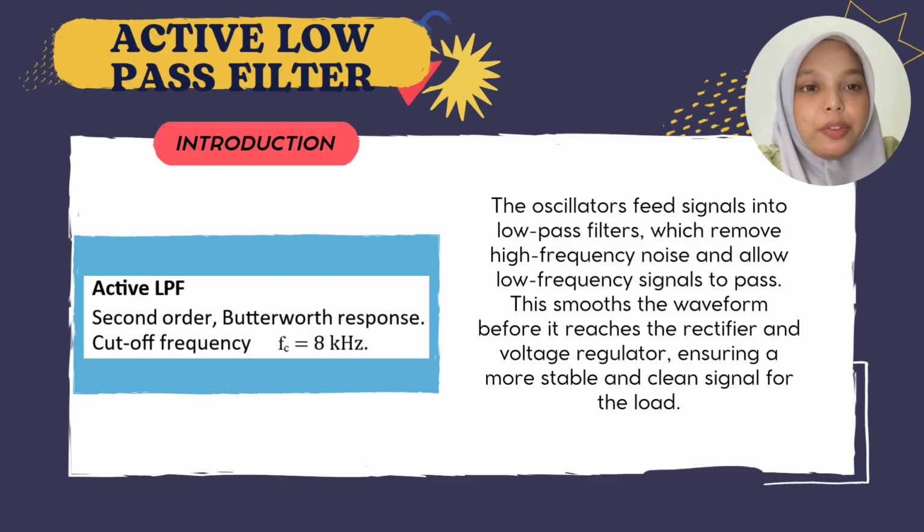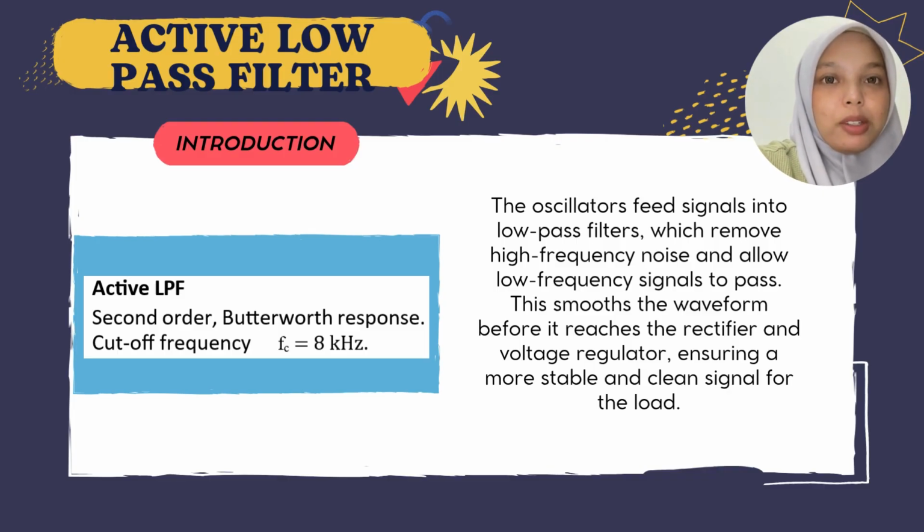For the introduction, in the active low pass filter, the oscillator feeds the signal into the low pass filter, which removes high frequency noise and allows the low frequency signal to pass. This smooths the waveform before it reaches the rectifier and voltage regulator, ensuring a more stable and clean signal for the load. So we use a second order Butterworth response and a cutoff frequency of 8 kHz.